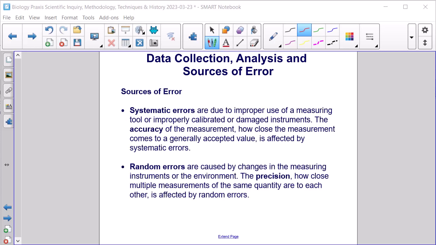Systematic errors are due to improper use of a measuring tool or improperly calibrated or damaged instruments. The accuracy of the measurement, how close the measurement comes to a generally accepted value, is affected by systematic errors. Random errors are caused by changes in the measuring instruments or the environment. The precision, how close multiple measurements of the same quantity are to each other, is affected by random errors.